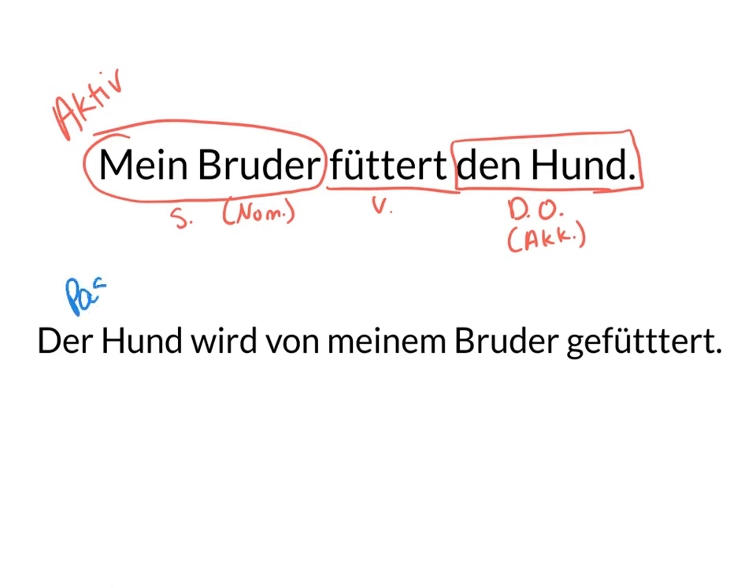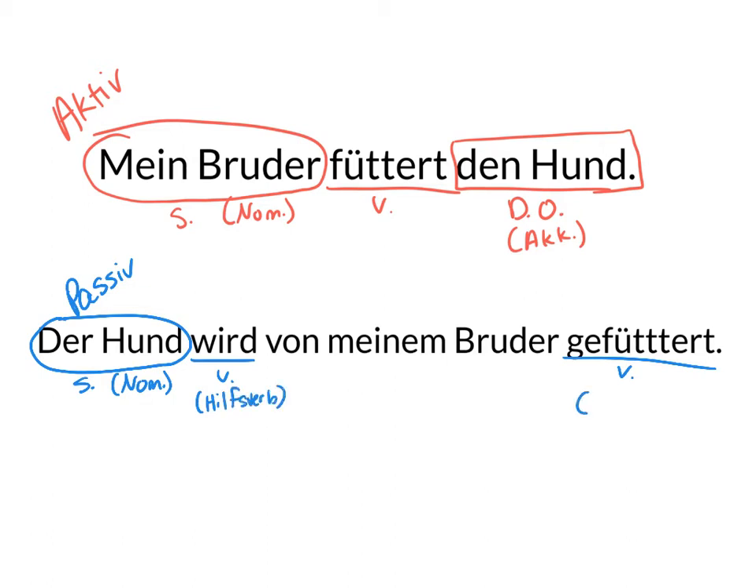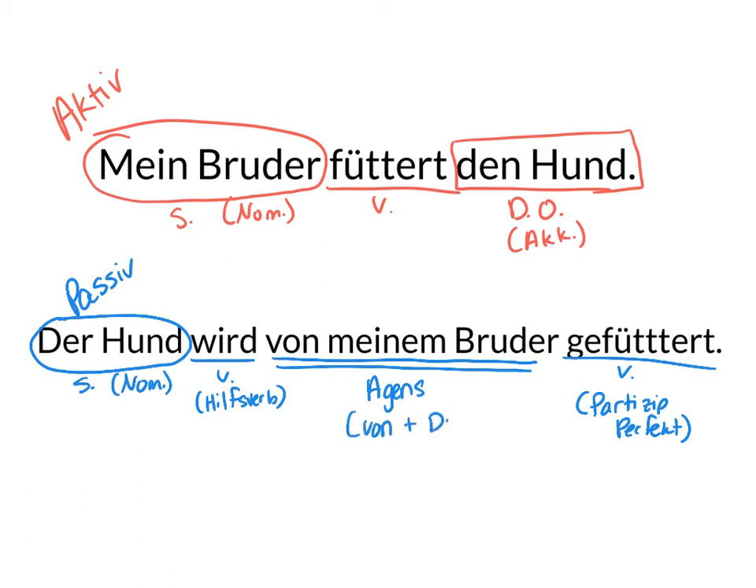Here is the same idea, but rewritten as a passive sentence. So, der Hund wird von meinem Bruder gefüttert. Der Hund, the dog, is now the subject. It's still the thing that's being verbed, being fed, but because it's passive, the thing that receives the action of the verb is now the subject. It's now nominative case. The verbs work the same way. So we've got our helping verb, werden, plus our Partizip Perfekt, our past tense of the main verb. And again, in this sentence, we've got our agent, von plus dative case. And so the Hund, the dog, is being fed by my brother.